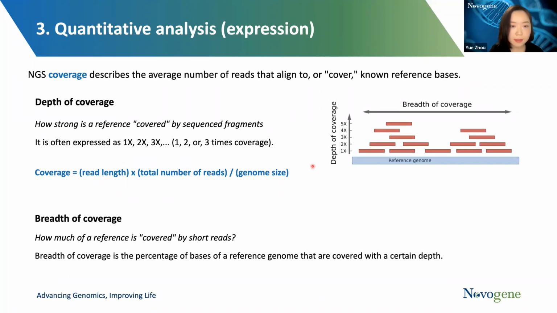And here it's about how to calculate it. On the other hand, we also have the breadth of coverage. It is about how much of a reference is covered by the short reads. The breadth of coverage is the percentage of bases of a reference genome that are covered with a certain depth. For example, we could say 90% of a genome is covered at 1 time, and still 60% is covered at 5 times. The more commonly used coverage is the depth of coverage.